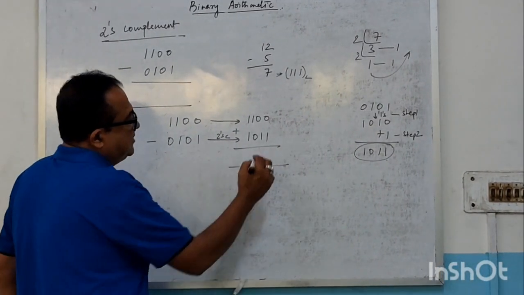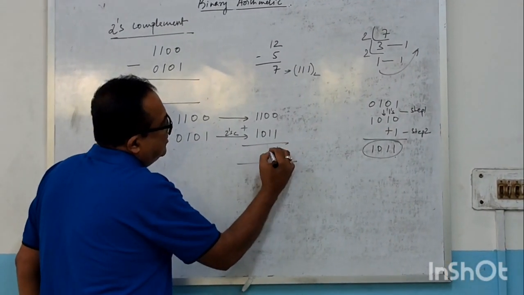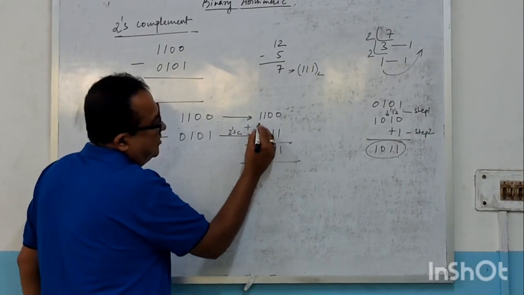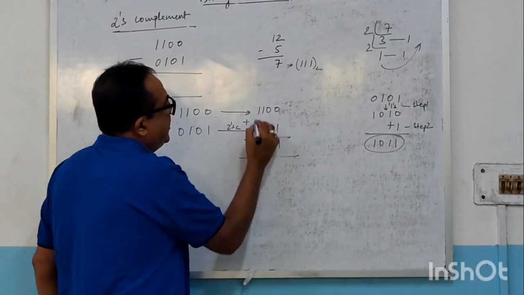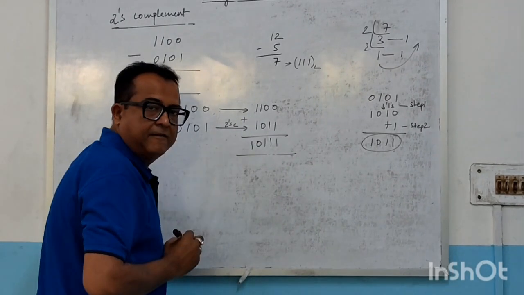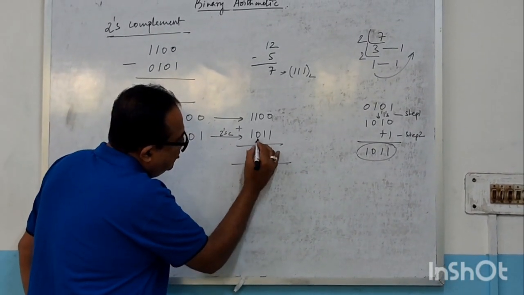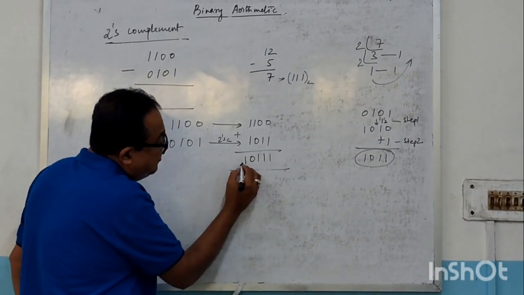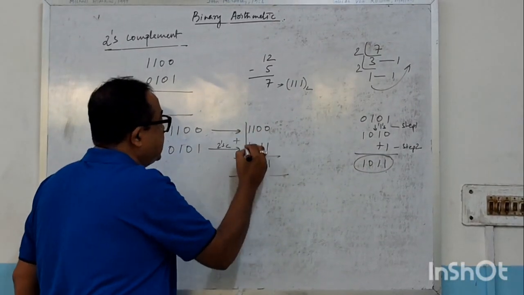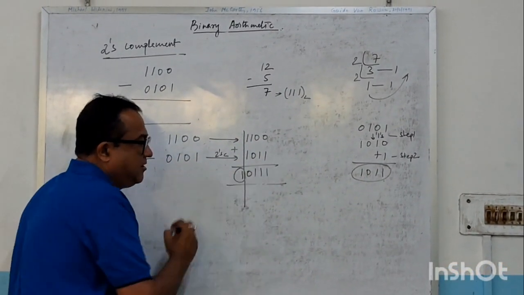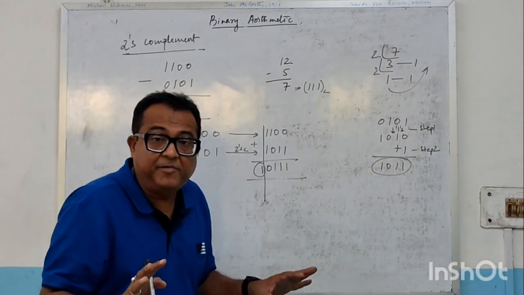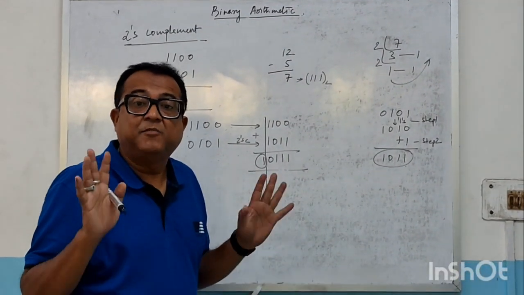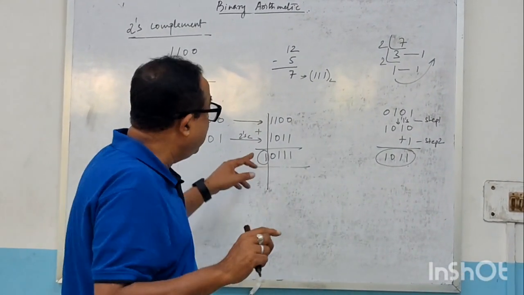Okay, the second step is addition. So 1 1 1 1 plus 1 is 2. 2 means 1 0. So 0 carry 1 and it's cancelled. Here you see 1 2 3 4, 1 2 3 4 5. That means there is an extra bit. This one is the extra bit. Right? If there is an extra bit, then the answer is positive. So all depends upon this.